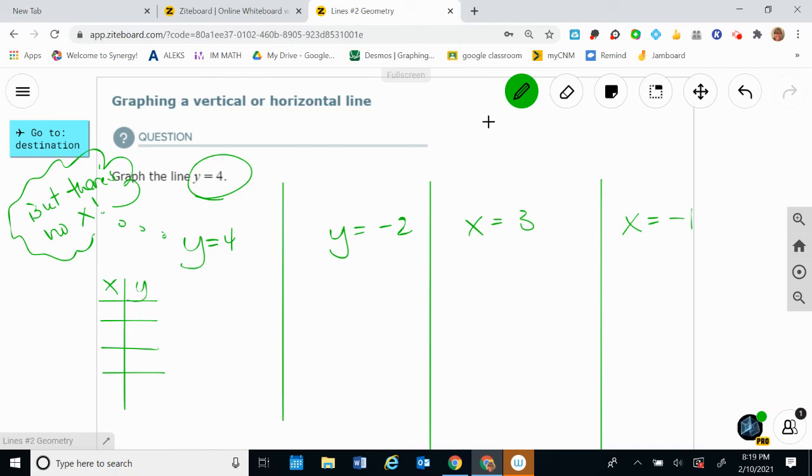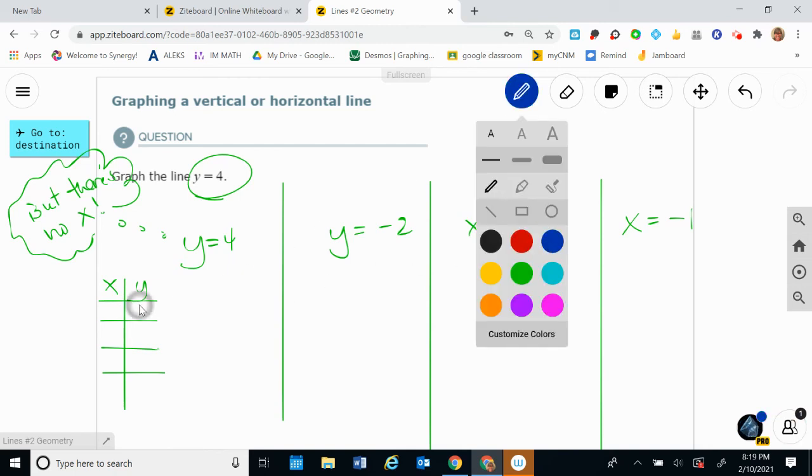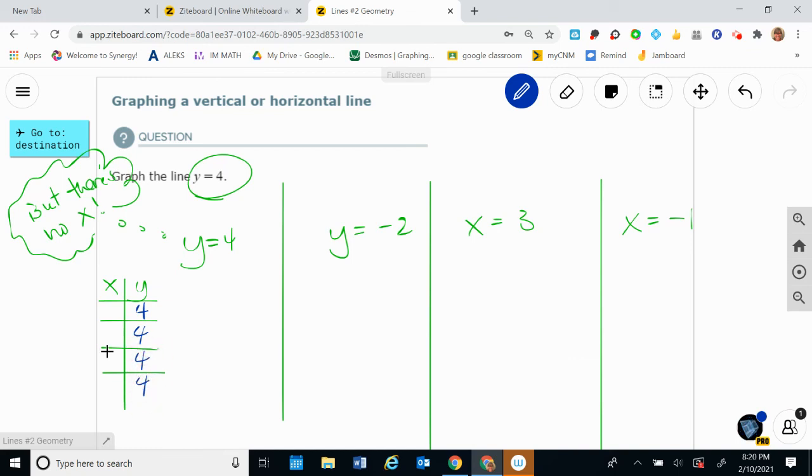It doesn't matter. What it's saying to you is that y is always 4. 4, 4, 4, 4. x can be anything. Negative 2, negative 1, 0, 1. It doesn't matter. What it's telling you is that y is always 4. So what does this look like in a graph? Negative 2, 4. Negative 1, 4. 0, 4. 1, 4. In other words, you get a horizontal line. This is y is equal to 4.